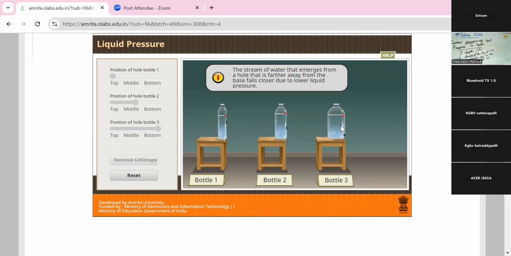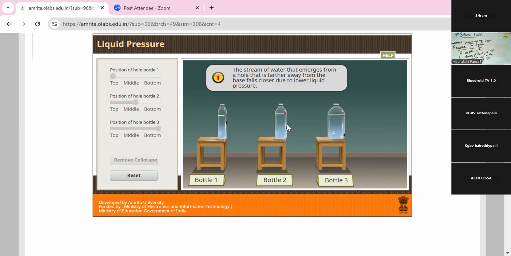So what concept can we identify? The depth. Okay. First, what are the factors that determine the pressure in a liquid? First concept, depth. So the depth concept is easily explained with the help of the simulation. I think you can understand the concept.